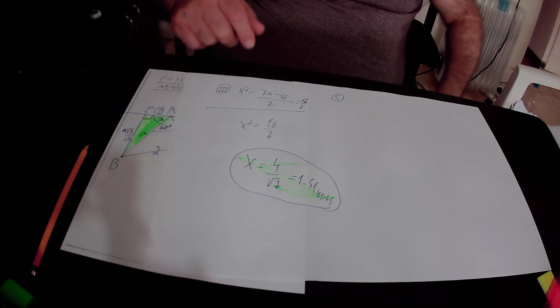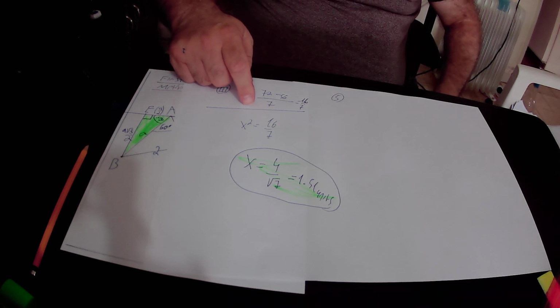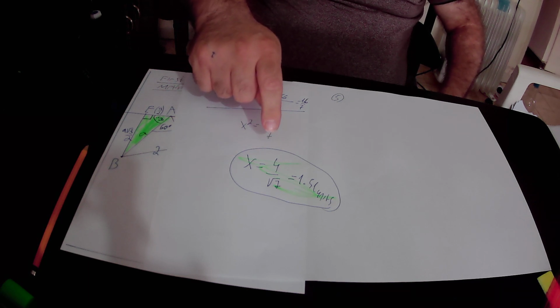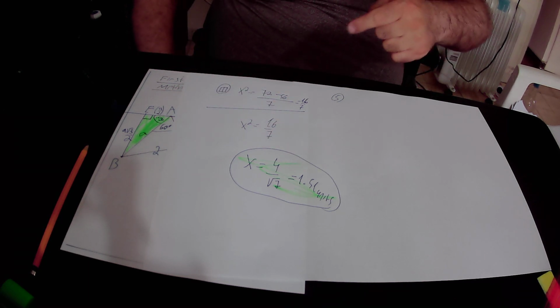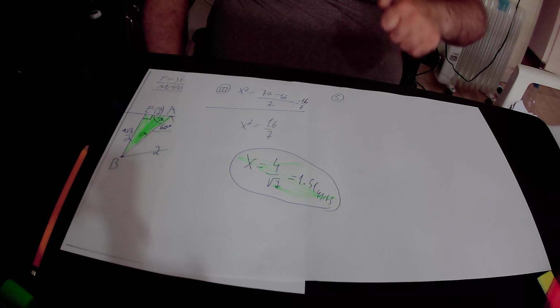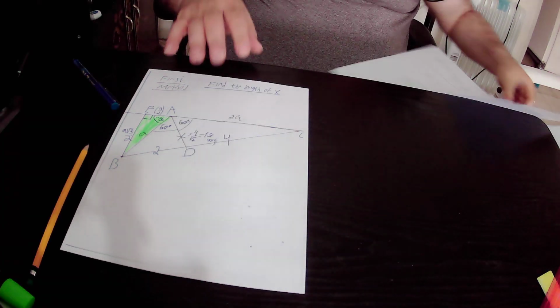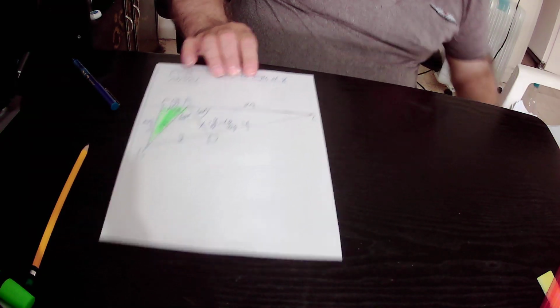We took the square root of this equation and found that x equals 4 over square root of 7 units, or in terms of numbers, it is equal to 1.51 units. We finish with the first method. Then I presented to you how to find the length of side AD, which is equal to x, according to the second method.